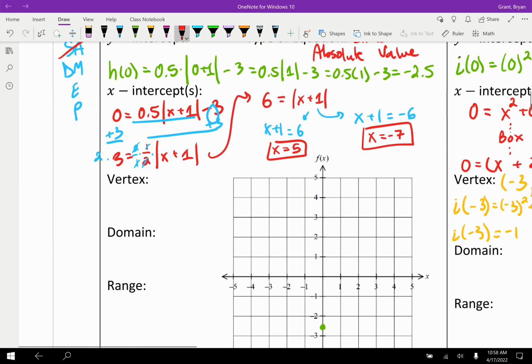Okay, so we can go through and graph these. Unfortunately, one of them is a bit off the page, but that's okay. I've got enough room over here, negative 5, negative 6, here's negative 7. Give or take, something like that. Doesn't have to be perfect. All right, so we took care of the x-intercepts.